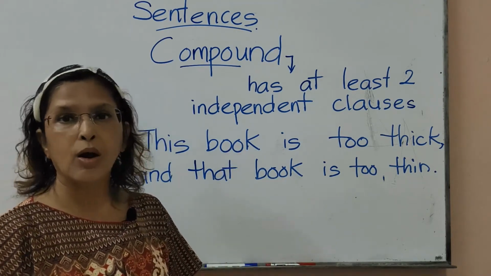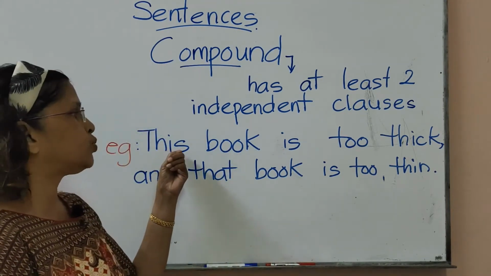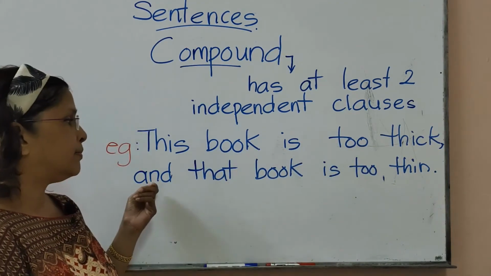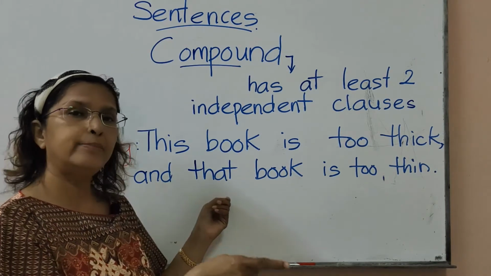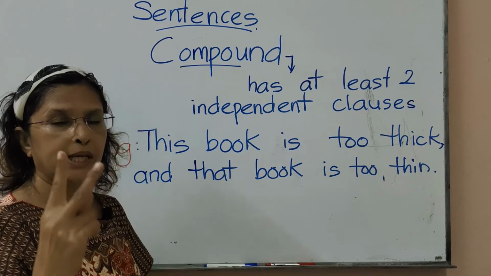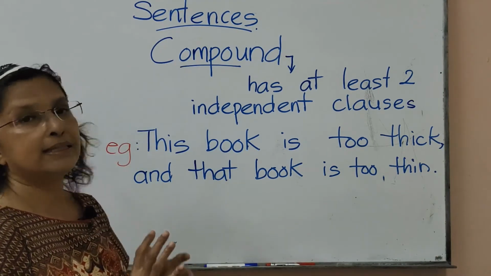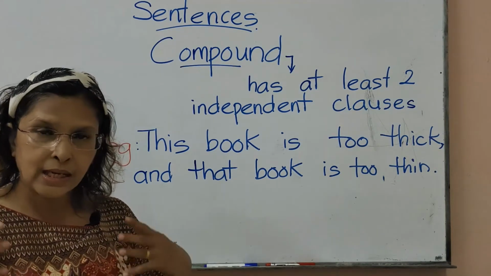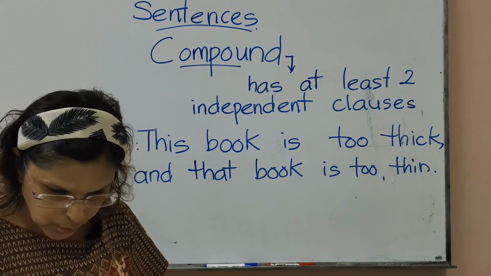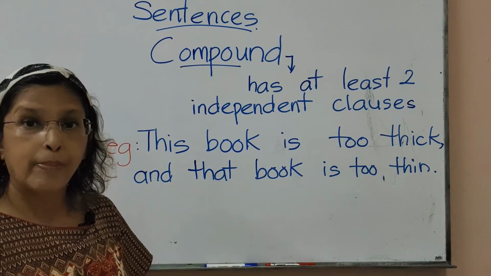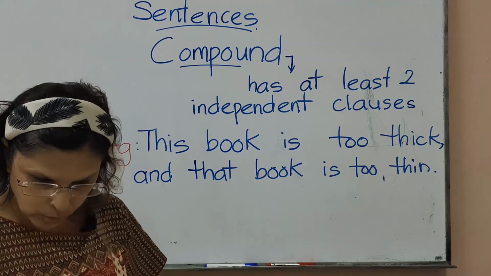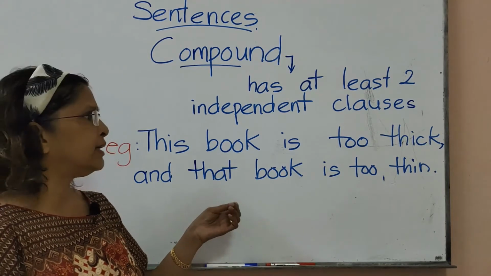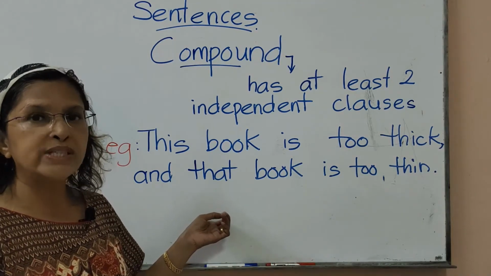So how many independent clauses do I have here? I have two. The first one is this book is too thick, comma, but I'm going to add and that book is too thin. So there are two independent clauses, and this is called compound sentence. You can construct more examples of sentences, and you can use conjunctions such as but. You can also say or, and I hope you understand what a compound sentence is.